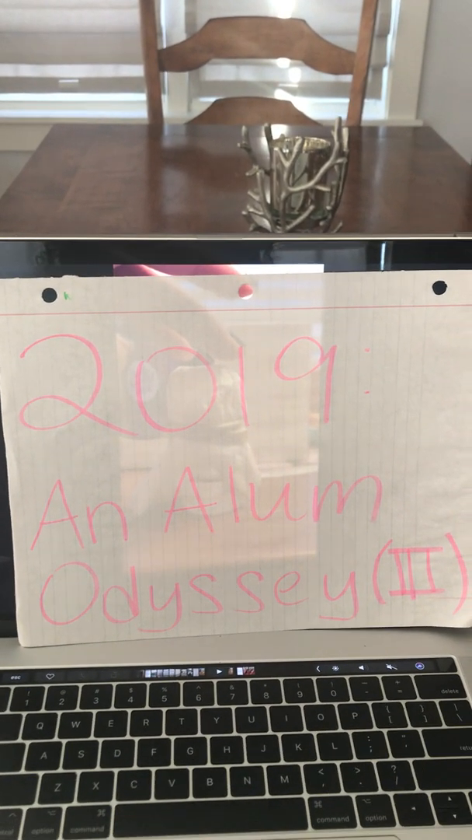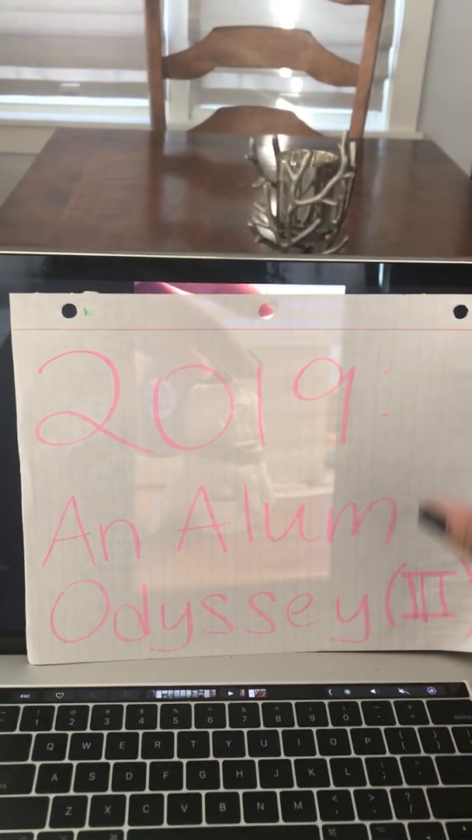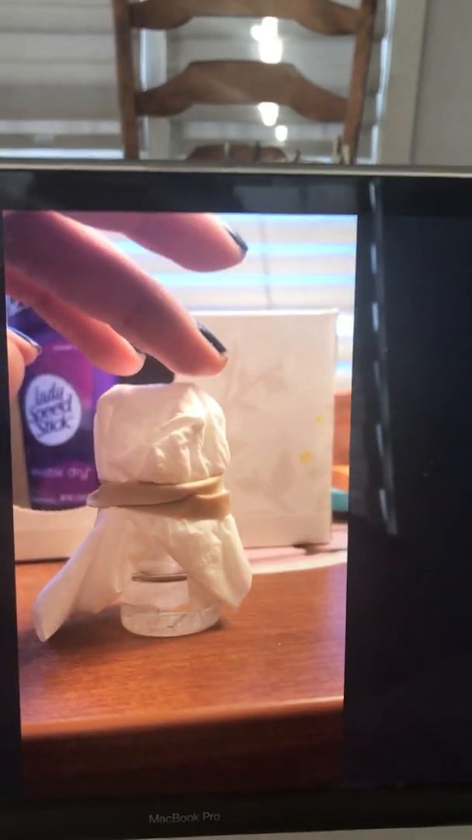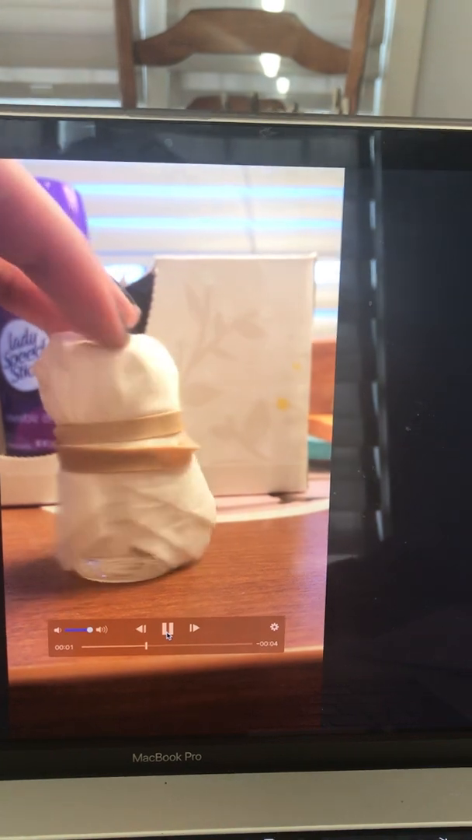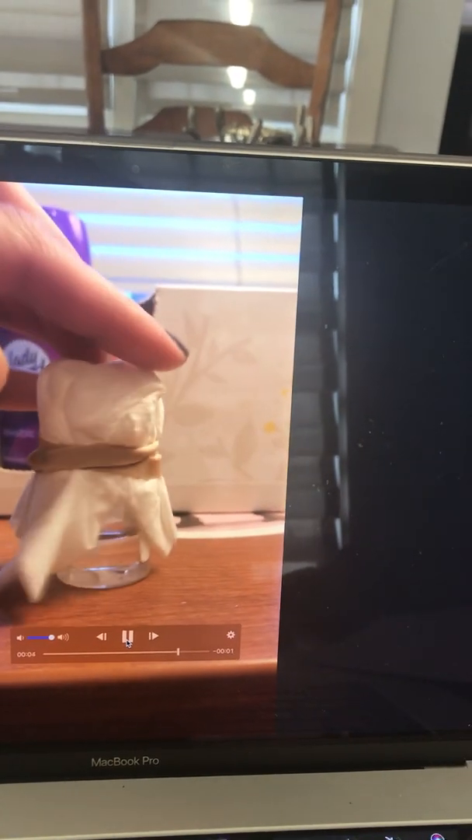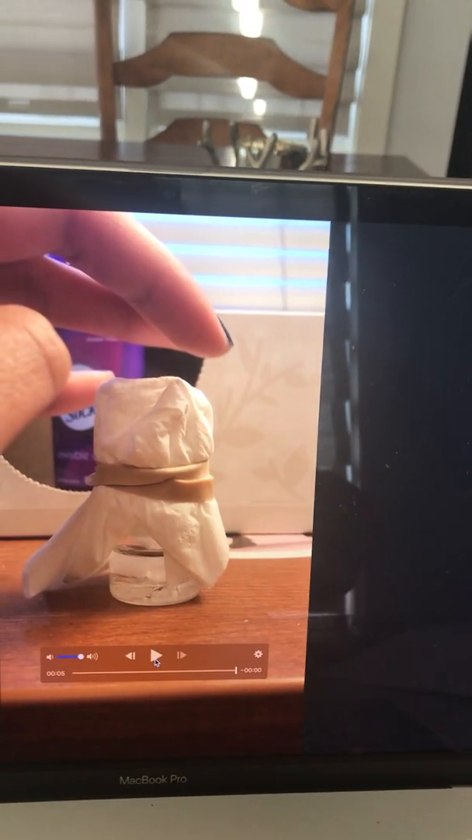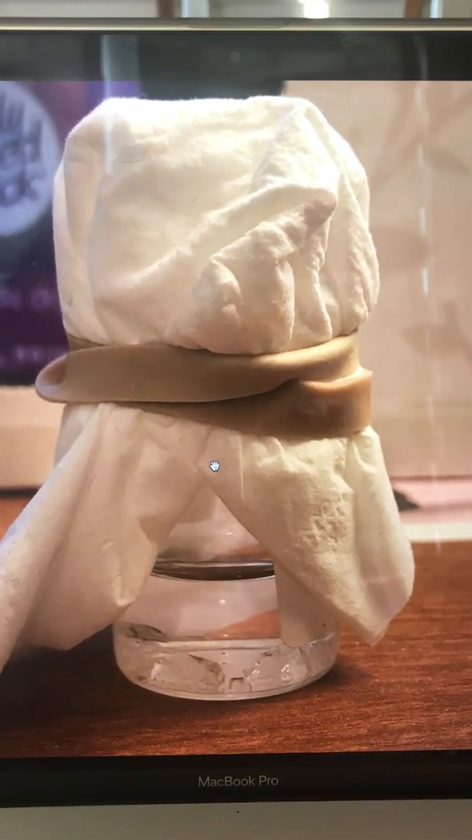This is 2019, an Alum Odyssey Part 3. So my crystals have not grown a lot since the last video. There are still 6 crystals in the container and they are larger than they were in the last video. Here they are. Here's a picture of them.